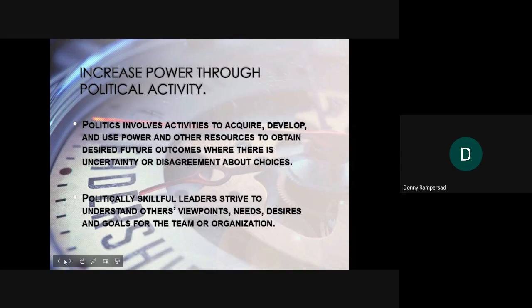Increased power through political activity. Sometimes you hear this and think about governmental control, you think about organizations that have a triangular effect. Politics involves activities to acquire, develop, and use power and other resources to obtain desired future outcomes where there is uncertainty or disagreement about choices. Politically skillful leaders strive to understand others' viewpoints, needs, desires, and goals within the organization.